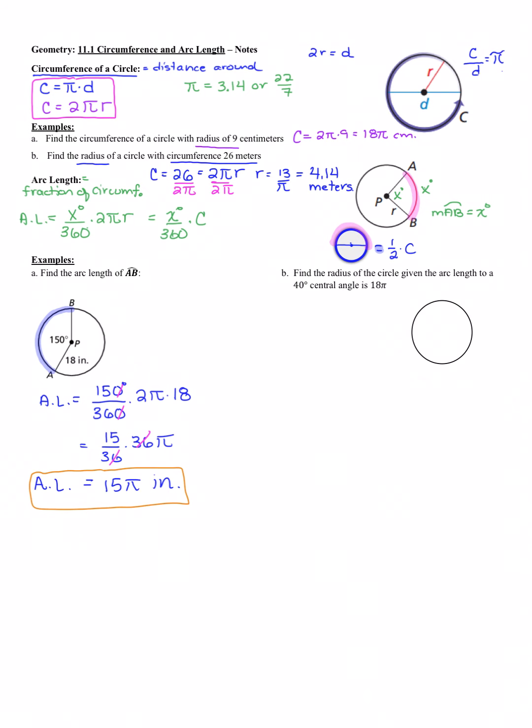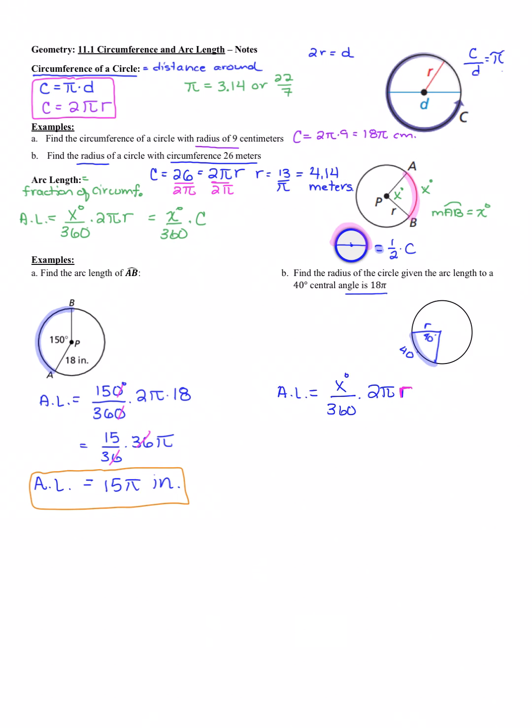And now on this other one, we want to find the radius, so we don't know our radius, but we know that the central angle, or the arc, is 40 degrees, and we know the arc length that goes with that, right here, is 18 pi. All right, so let's set up our relationship. Arc length is, well, I'm going to just put it down generically. X out of 360 times 2 pi r. And r in this case is what we're trying to solve for.